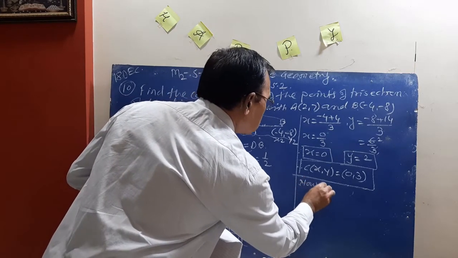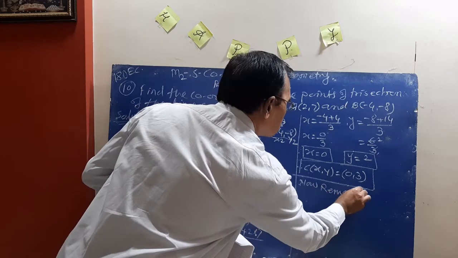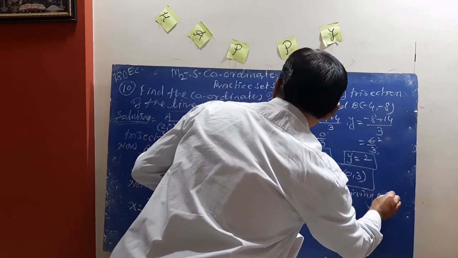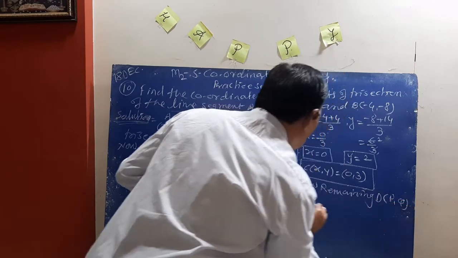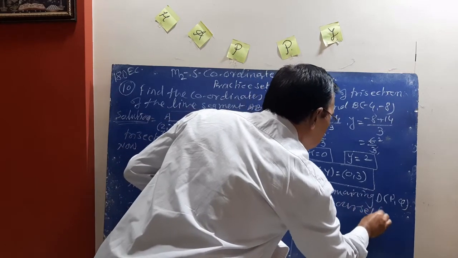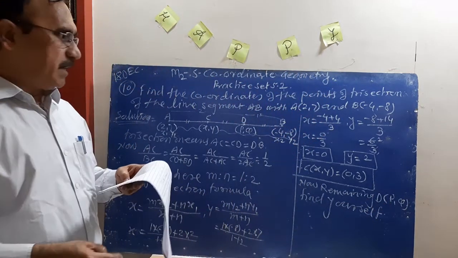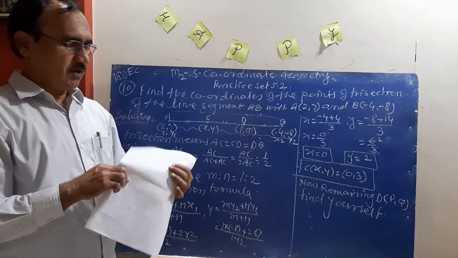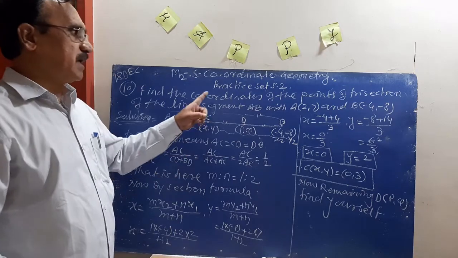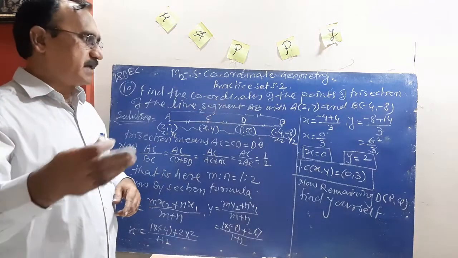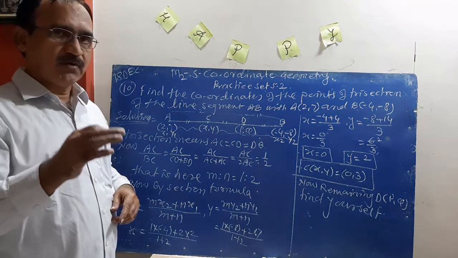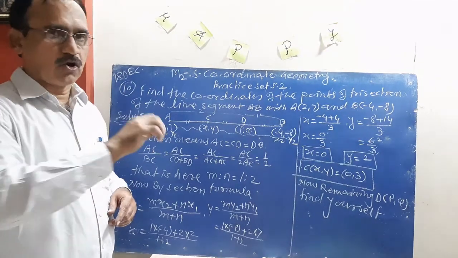Now the remaining D (p, q), find it yourself. And also solve the remaining examples from practice set 5.2 yourself and try to study very well. This is the end of this chapter. The next topic, slope of a line, is omitted from the syllabus, and that's why in the next period we will start trigonometry. Okay.